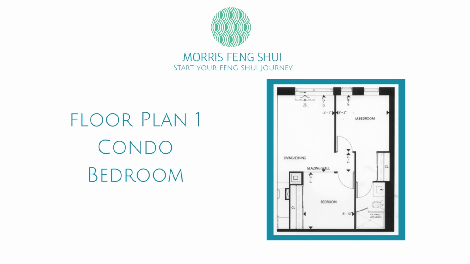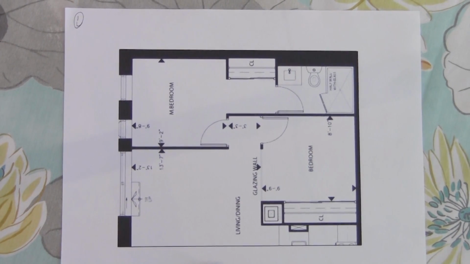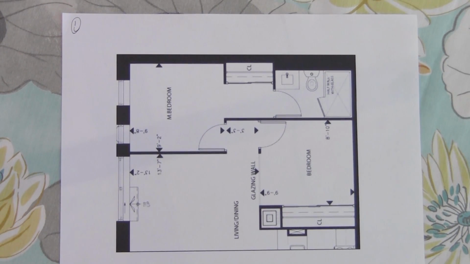So now we're going to get started and we're going to go through the 4 examples. All right, let's dive right in. First floor plan is the condo bedroom. This is a 2-bedroom condo. And as you can see here, this one isn't too bad in terms of options. The longest and best wall happens to also be in the command position.